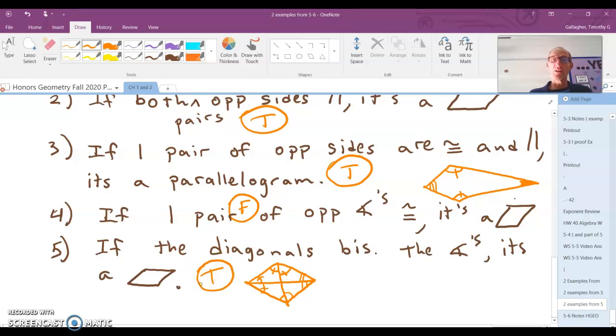Okay, so when we think of a counterexample to a statement, then it's false. Okay? Have a good day. Two examples from 5-6.